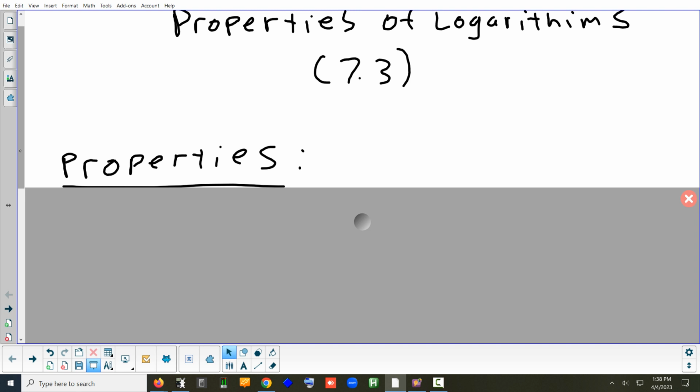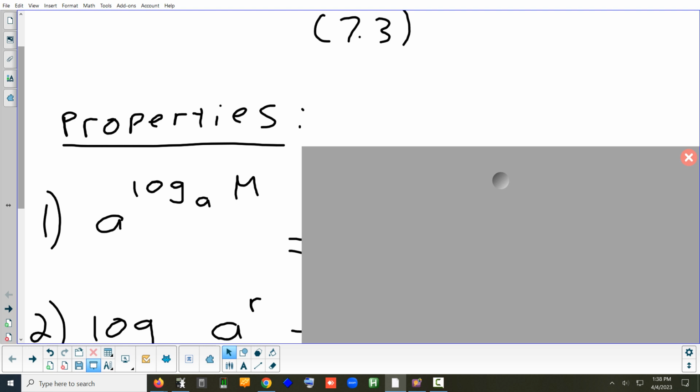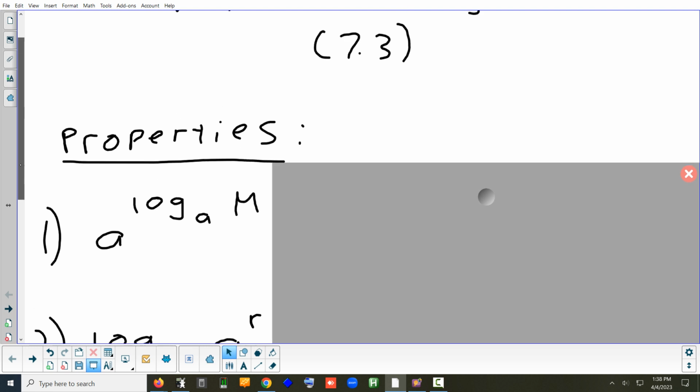All right, so the first thing we're going to look at is 4 properties. And these properties are not really something you have to calculate anything. It's more of a pattern. But if you see this type of pattern, then this is the answer. So let's start with this one.